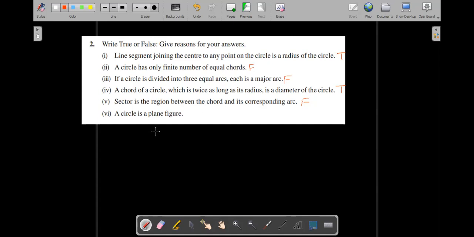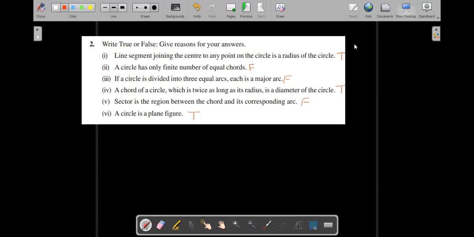A circle is a plane figure. True. It's a plane figure. So this is all about exercise number 10.1. Finished. Then our next topic I'll explain.